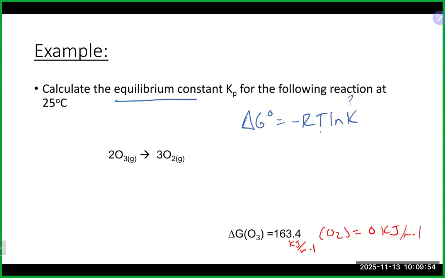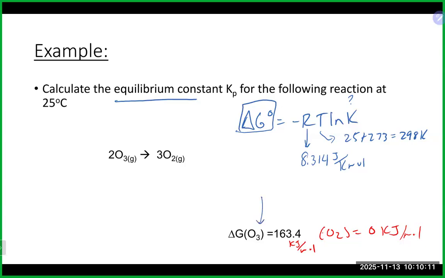In this case, our temperature, we have to convert to Kelvin, so that's going to give us 298. Obviously, R is a constant, 8.314 joules per Kelvin per mole. Here we do need to calculate the delta G, and once again, that would be under standard conditions. So we'll go to the table and find our values.